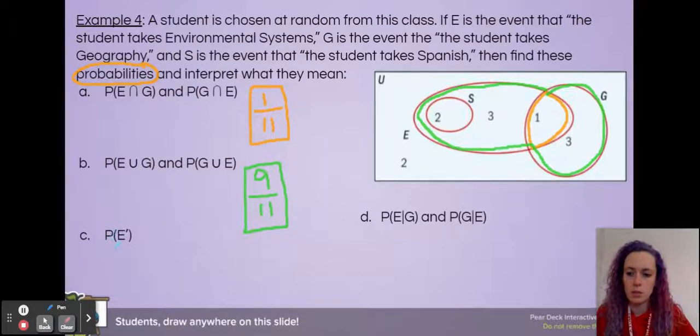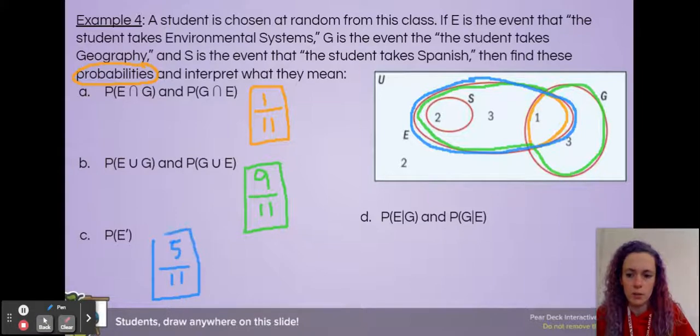Part C, we're looking at the probability of not E. So the probability that they did not take environmental systems. So everyone outside of the environmental systems oval. So that means the 2 people that didn't take any of these classes, and the 3 people that took only geography. So a total of 5 out of 11 people. So these five people did not take environmental systems.